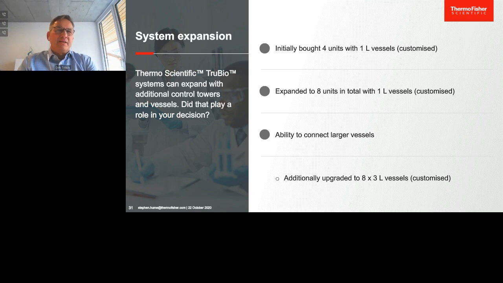So let's talk about system expansion. The software and the system can expand with additional control towers and vessels. Did that play a role in your decision to go with us?